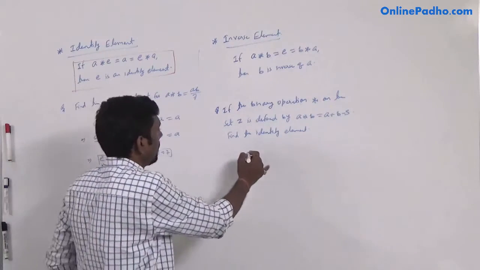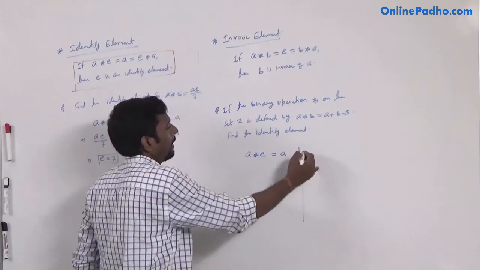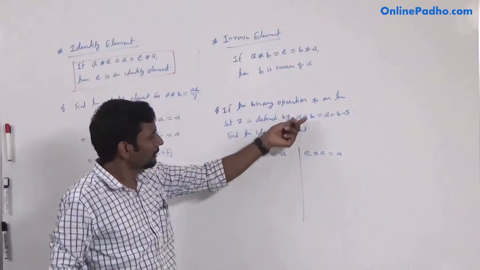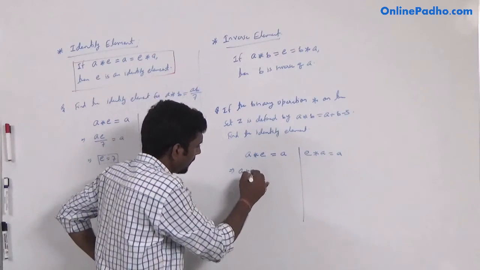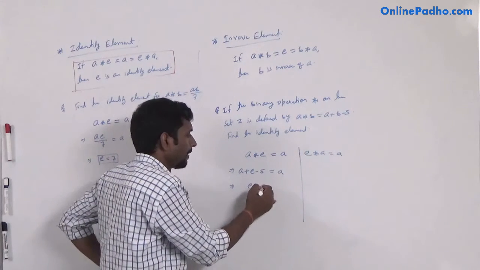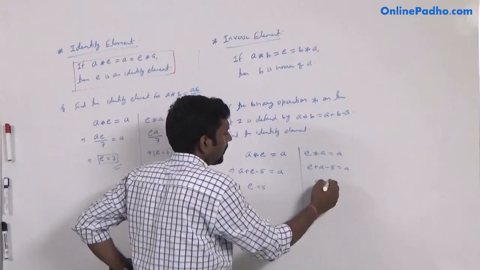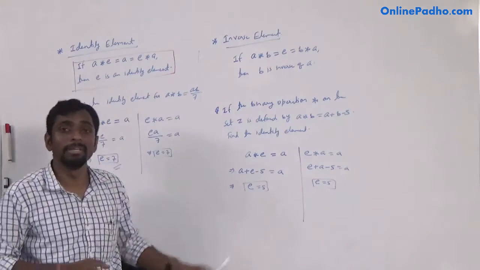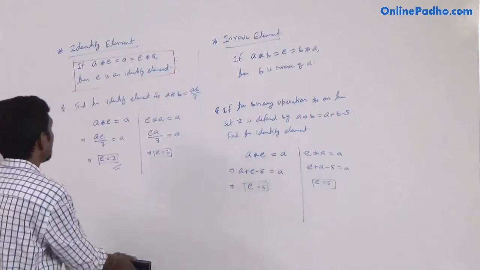What is the definition of identity element? A star E is equal to A and E star A is equal to A. Now, here the definition of star is A plus E minus 5, sum of these elements minus 5. So A plus E minus 5 is equal to A. A is cancelled, E can be written as 5. It can also be written E plus A minus 5 equal to A. So therefore E equal to 5. Very simple. E equal to 5 in both the cases. So this is the identity element. E is equal to 5, the identity element for this, right?